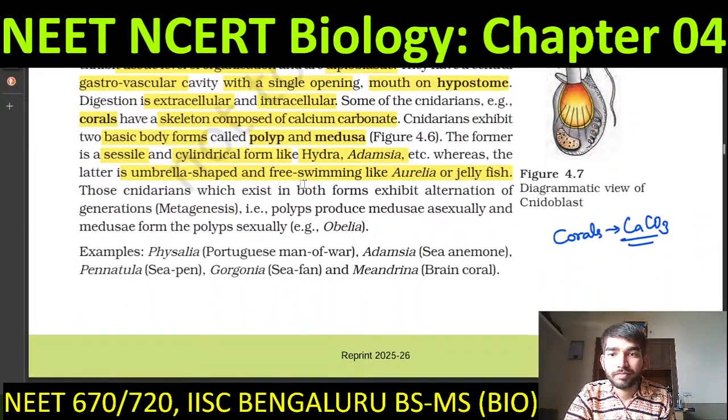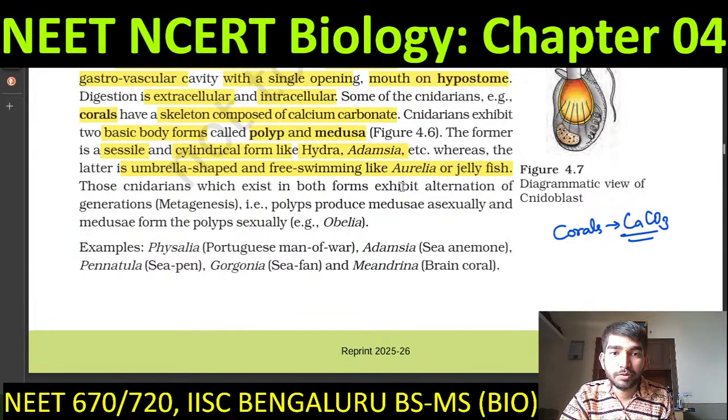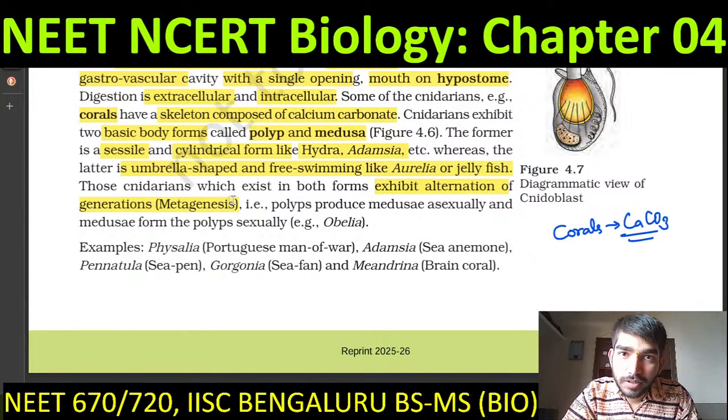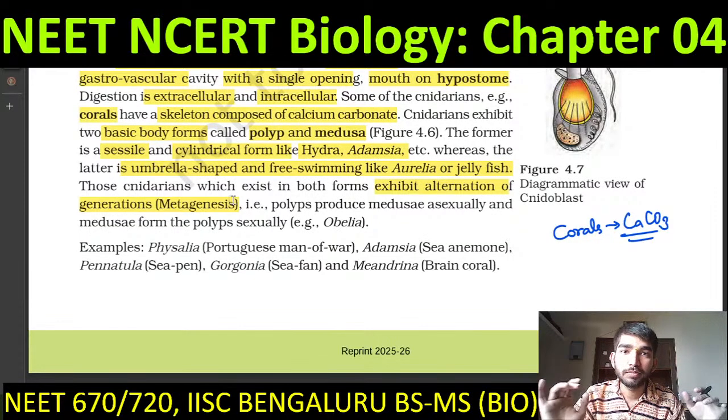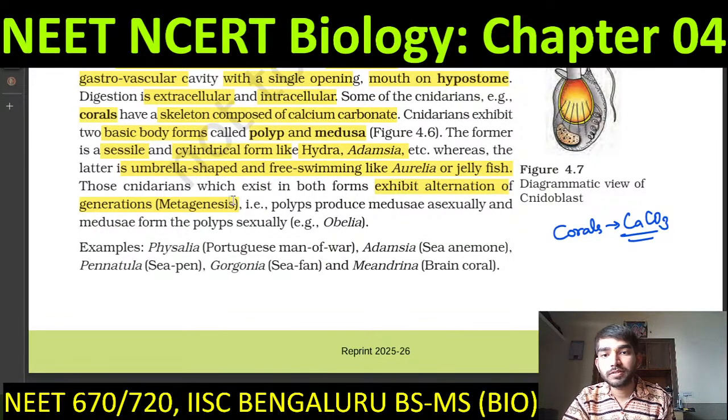The cnidarians which exist in both the forms exhibit alternation of generation, and this process is called metagenesis. Don't confuse it with metamerism, which is segmentation, internal and external. Metagenesis, meaning alternation of generation, means it can take the polyp form or the medusa form. Polyp form means it is sessile, stays in one place like Hydra, or the next stage is the free floating one, which is the jellyfish kind of thing, free swimming and umbrella shaped.